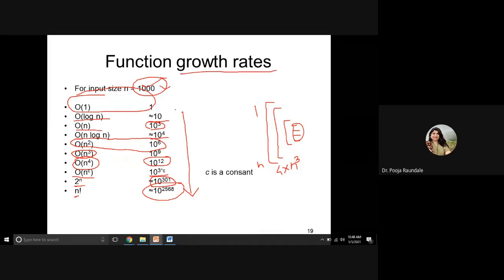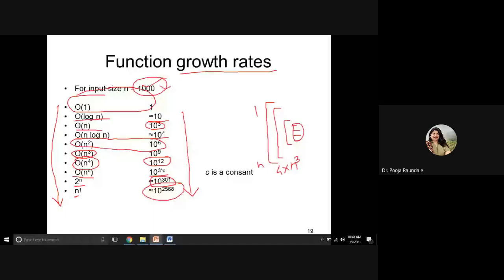So if your function behaves like this, and when you move from this order to this order, definitely your programs will have this kind of efficiency, and your programs will run for these number of times, resulting in a very high increase in number of steps at the time of execution.